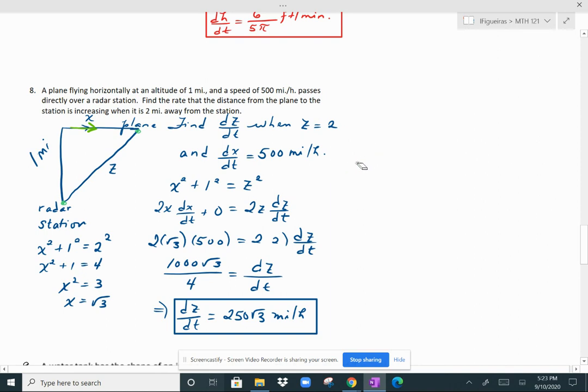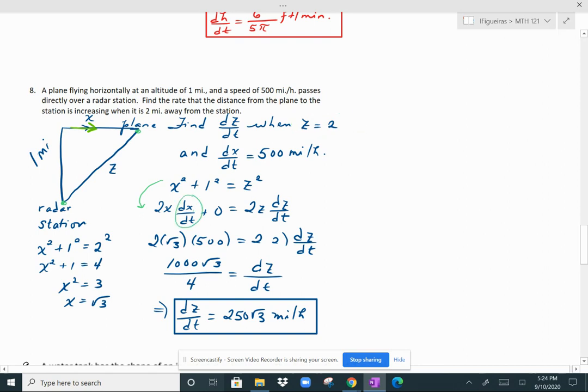So you have x squared plus 1 squared equals z squared. Take the derivative on both sides with respect to time. You get 2x dx dt plus 0, because the derivative of a constant is 0, equals 2z dz dt. And now I know that I have to solve for dz dt. I know what z is. I know what dx dt is, but I don't know what x is.